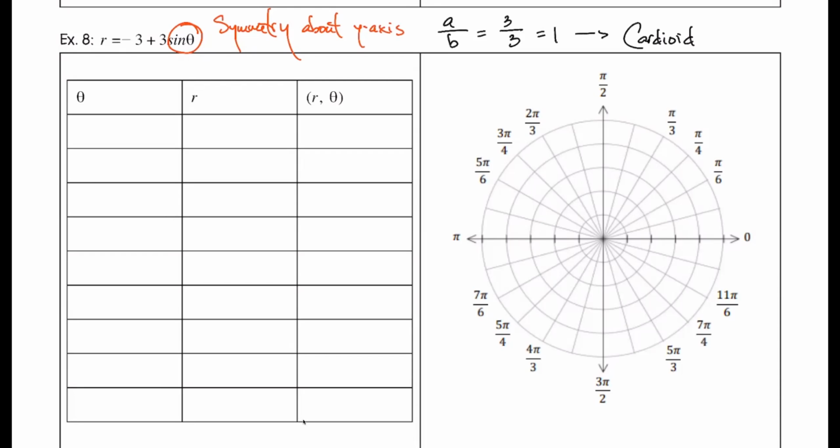All right, and let's kind of plot a few points to see what happens. And maybe even what do those numbers tell us? Like the 3 and the -3 actually correspond to certain points on our graph. So let's start with 0. If I plug in 0 for theta, I'm going to get -3. So that first point is -3, 0. So I go to 0 and I go 3 in the opposite direction.